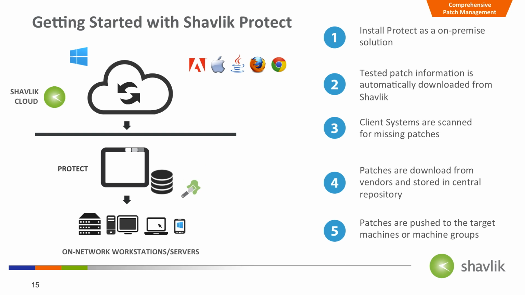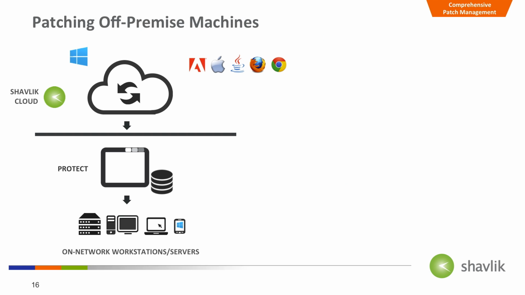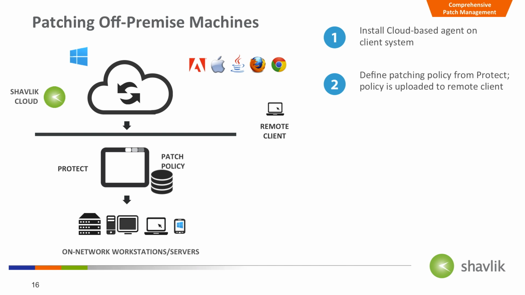So the next thing we do is either on a schedule or immediately, if it's a 0-day type of vulnerability, those pre-tested patches are simply deployed out to your workstations, your servers, your laptops, whatever you need. So the process is similar to some of the off-premise machines. The difference is that we actually install an agent on that machine. So once I install the agent, then I simply define my patch policy. It syncs up with our cloud solution and pushes it out to the remote client.